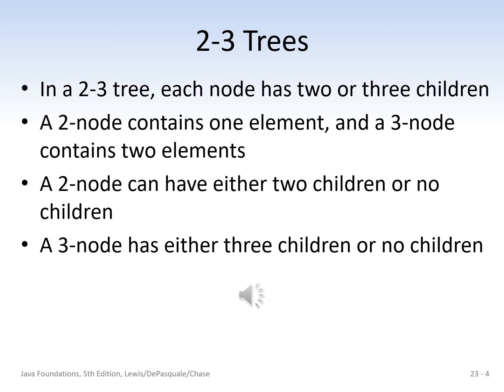And obviously we're going to get further into this, but to summarize, in a 2-3 tree, each node has 2 or 3 children. 2 children if it has 1 data element, 3 children if it has 2 data elements. So a 2-node contains 1 element, a 3-node contains 2 elements. And we're going to see this graphically in a second. A 2-node can have either 2 children or no children. A 3-node has either 3 children or no children.